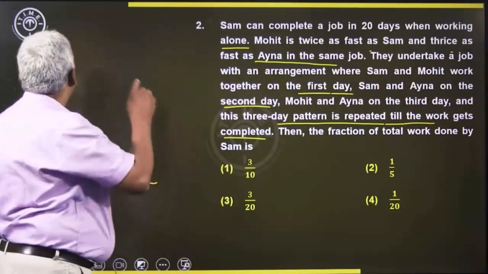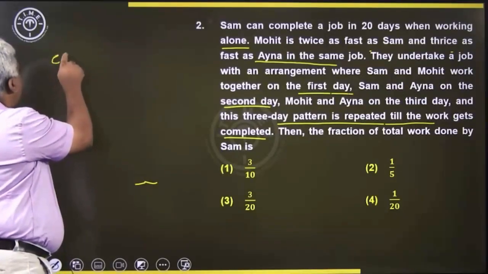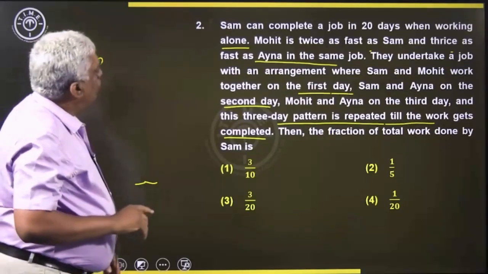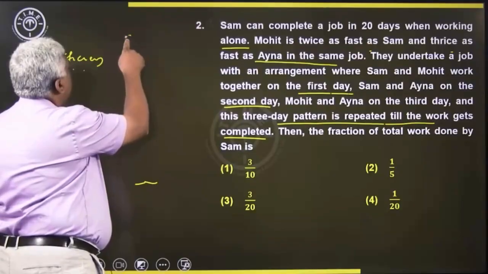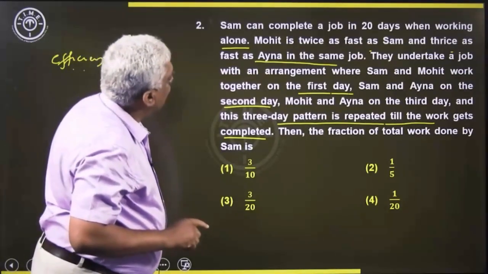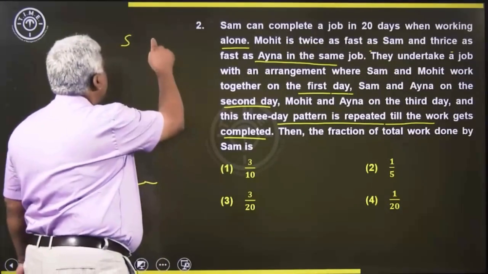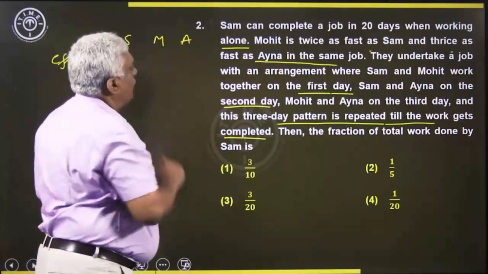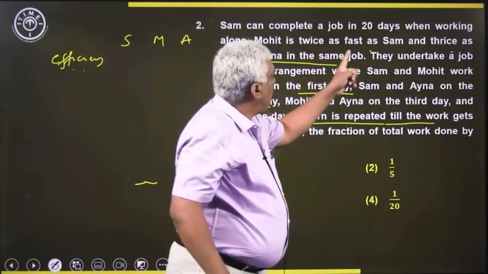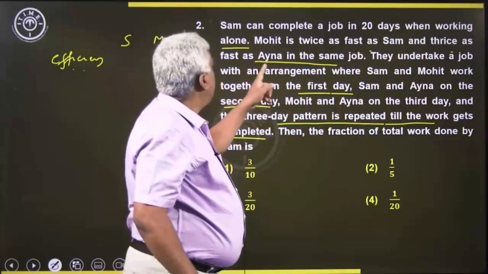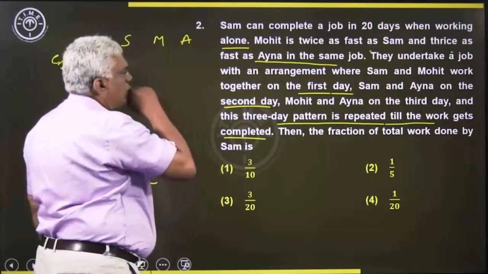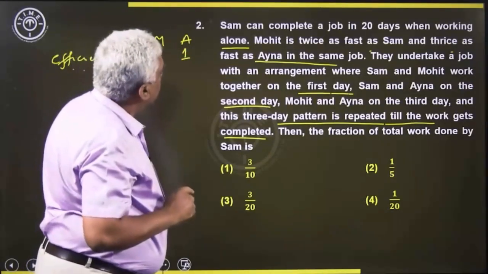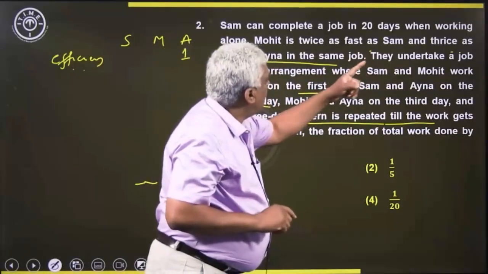Now let's do one thing here. Let's see the efficiency. So there are 3 persons, Sam S, I am writing Mohit as M and Aina as A. Now Mohit is twice as fast as Sam and thrice as fast as Aina. So let's say Aina is 1.